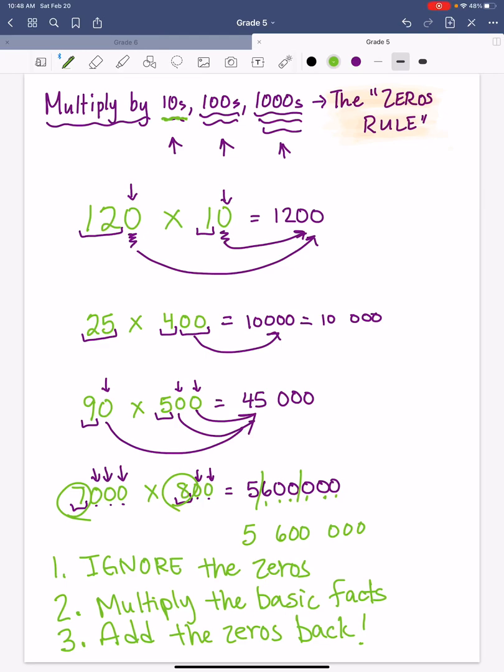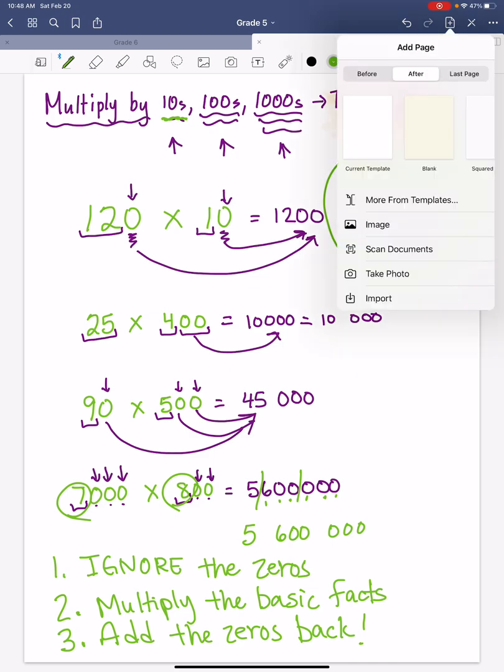Alrighty, guys. So we have learned the zeros rule and we've practiced it now. And now I want to show you something that actually expands on the zeros rule. Now that we know the zeros rule is simple, right? All we do is take the numbers. So if we had 50 times 60, we would ignore the zeros and just do 5 times 6, which is 30. And then we would add our zeros onto the back, right? We had 2 zeros, so I'd add 2 zeros. So 50 times 60 is 3,000.